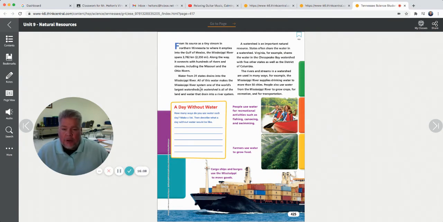Here's an important word. A watershed is all of the land and water that drain into a river system. A watershed is an important natural resource. States often share the water in a watershed. Virginia, for example, shares the water in the Chesapeake Bay watershed with 5 other states, as well as the District of Columbia. The rivers and streams in a watershed are used in many ways.